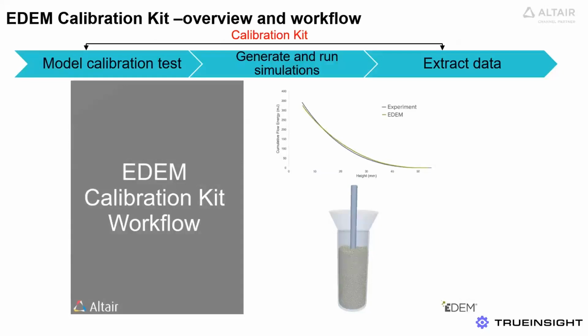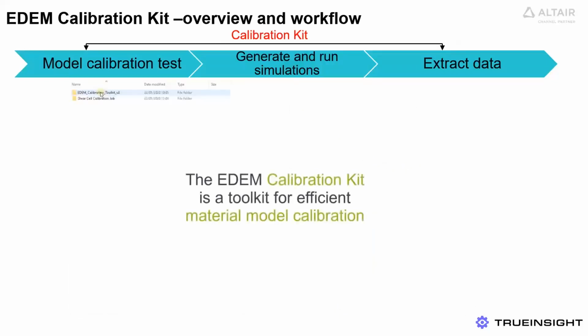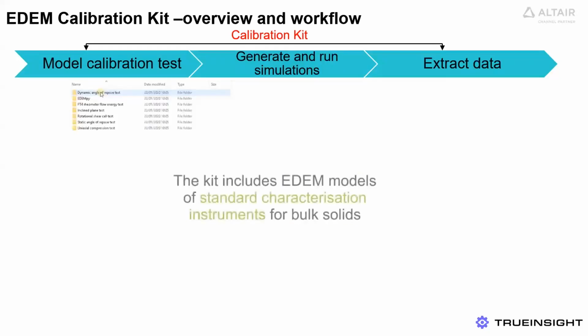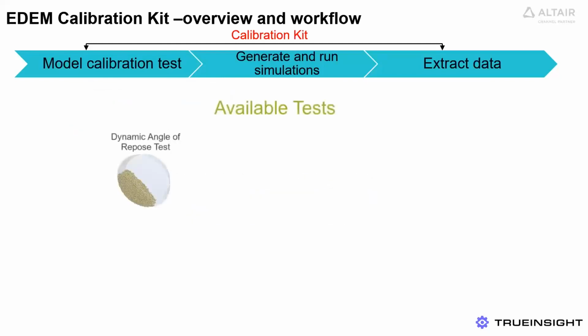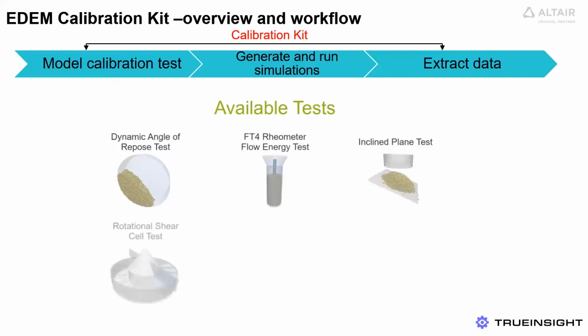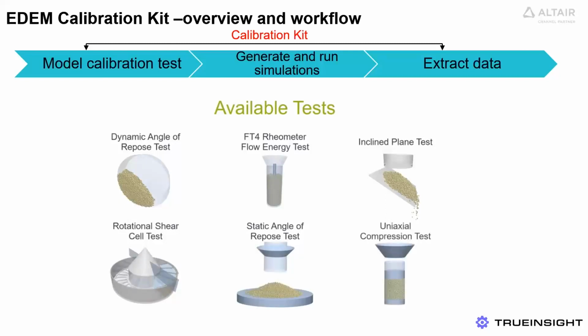For more advanced users that would like to calibrate and develop their own material models based on physical test results, there is the EDEM calibration kit. It is a collection of EDEM simulations of standard characterization instruments that removes the need for modeling standard tests and automates the process of obtaining relevant simulation data. There are 7 available tests. We've just added the cone penetrometer kit in the 2022 version of EDEM that's not shown here on the slide.